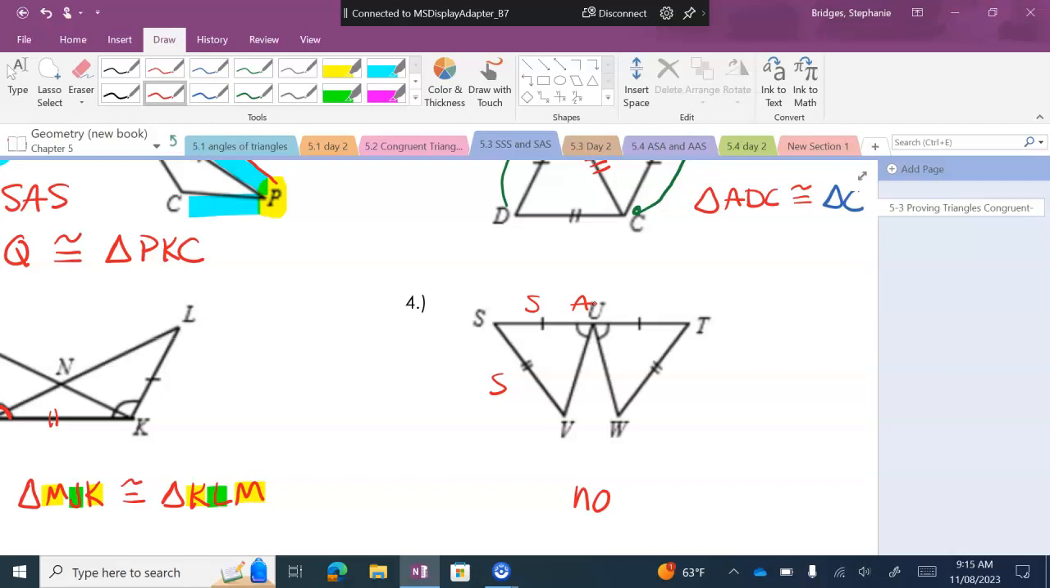Whereas in this one, I had a side, and then an angle. That is a bad word backwards, so we're not going to use that combination, and that cannot prove our triangle is congruent. And if they're not congruent, is there any reason for me to make a congruency statement? No. So that's all I have to do is say, no, they're not congruent. And I'm done with that question.